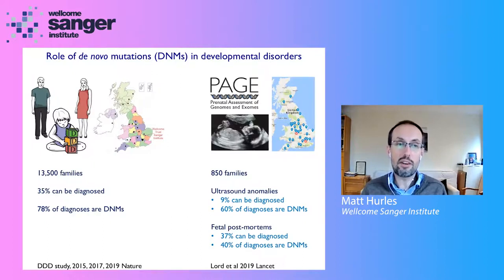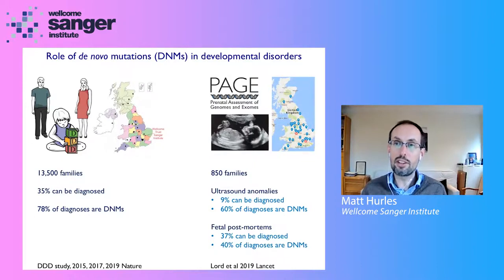So the one on the left is the DDD study, where we've worked with 24 different centres throughout the UK and Ireland who see children with severe developmental disorders. And the title of the project is Deciphering Developmental Disorders. Those 24 centres and over 200 different clinicians have worked with almost 14,000 families, recruited them to this study. They've provided DNA, and then we've sequenced all of the genes in the genome for those families.